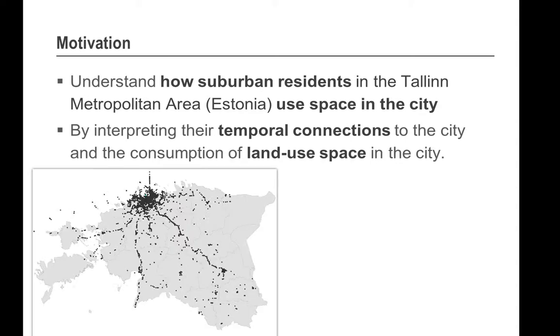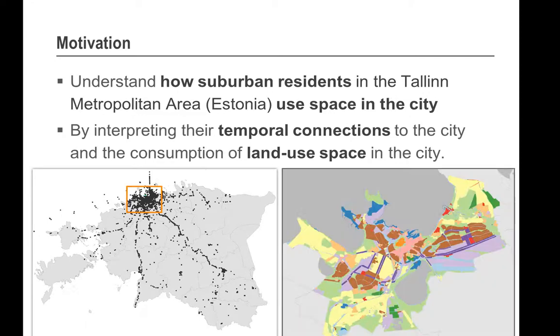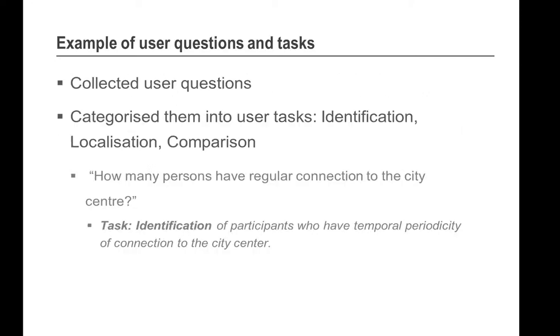We were supplied with mobile phone-derived locational data at fixed temporal sampling intervals from 277 suburban residents, together with their socio-economic data and a land use classification scheme of the Tallinn city. We used a user-centered approach by firstly setting up meetings to collect a list of questions from the urban researchers. We further categorized the questions into 3 user tasks, including identification, localization, and comparison. We used these questions and tasks to inform the design of 5 coordinated views.